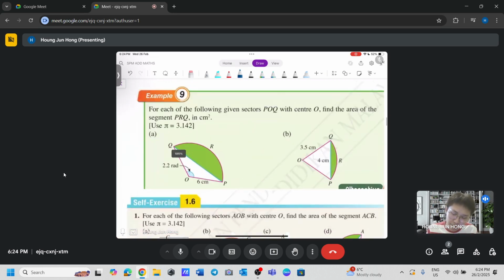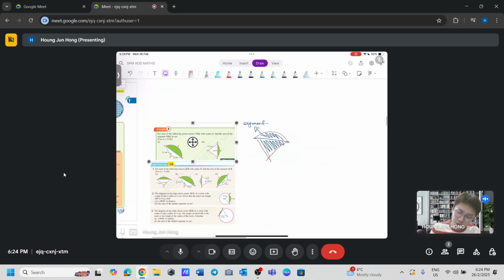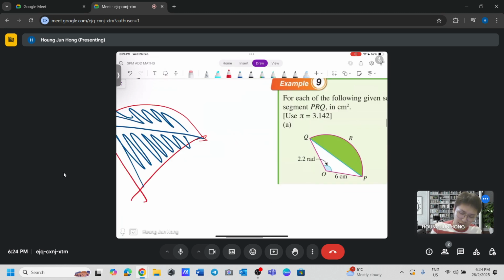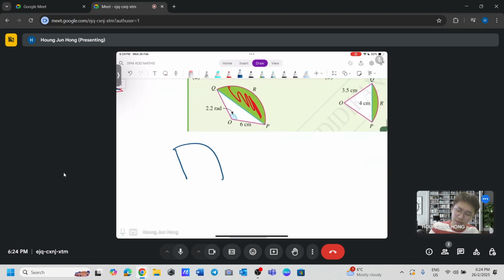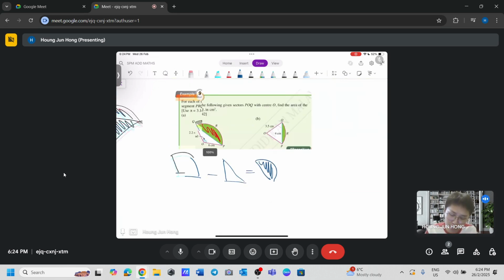For example, this question. Let me move it up. It asks you to find the green area. But again, as you should know, for the green area there's no formula. You have to use the big one, the whole pizza, minus the triangle, equal to the green area. That's how you can get the green area. So you have to first work them out separately.